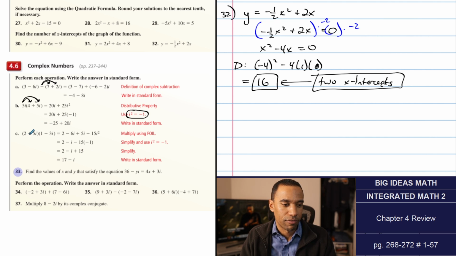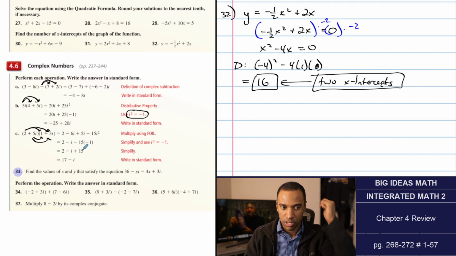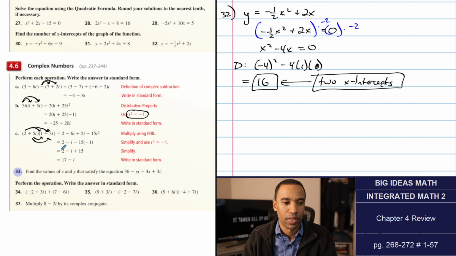The third one, we have 2 plus 5i times 1 minus 3i. FOIL takes place. We got 2 times 1, 2. 2 times negative 3i is negative 6i. 5i times 1 is 5i, and 5i times negative 3i is negative 15i squared. Now, negative 6i plus 5i combines to become negative i. 2 is just hanging right there, while negative 15i squared becomes positive 15, because i squared is negative 1. 2 plus 15 is 17. You're left with 17 minus i.